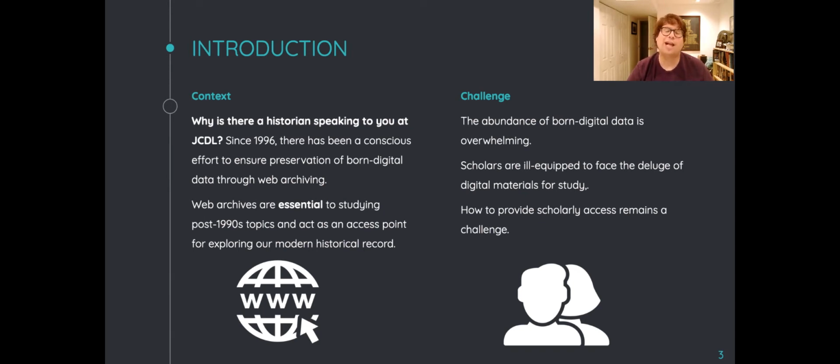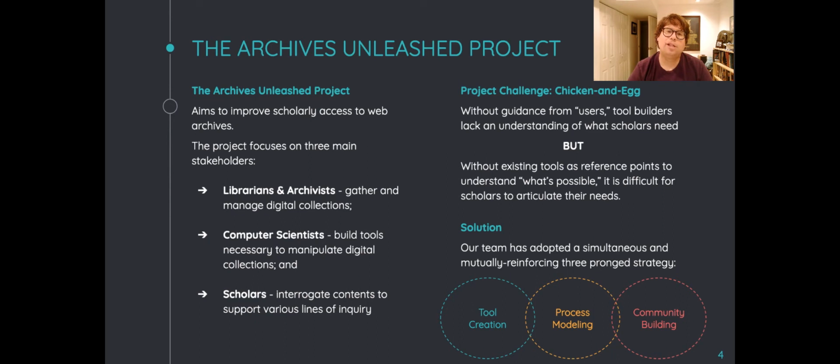But there's a lot of challenges to using web archives. The abundance of born digital data is overwhelming, scholars are ill-equipped to face the deluge of digital materials for study, and how to provide scholarly access remains, to say the least, a challenge. Well, this is where the Archives Unleashed project comes in. Our goal is to improve scholarly access to web archives, and we do so by focusing on three main stakeholders that are all sort of germane to the JCDL community.